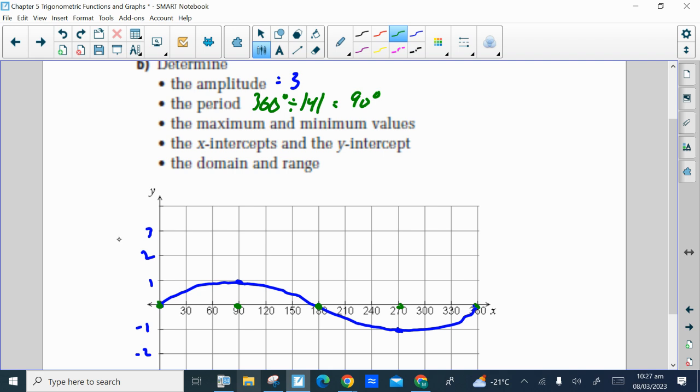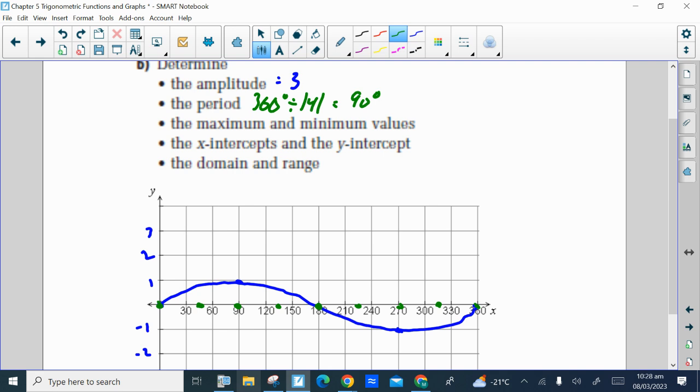Halfway between these two will be where we're back at the middle. If you look at the original graph, halfway between the starting and the ending, halfway between 0 and 360 degrees is 180. You're back in the middle. So halfway between 0 and 90 is 45 degrees. You're back in the middle. Halfway between 90 and 180, which again is another 45 degrees past 90, in the middle. And that pattern continues as well. So these show where our x-intercepts are.